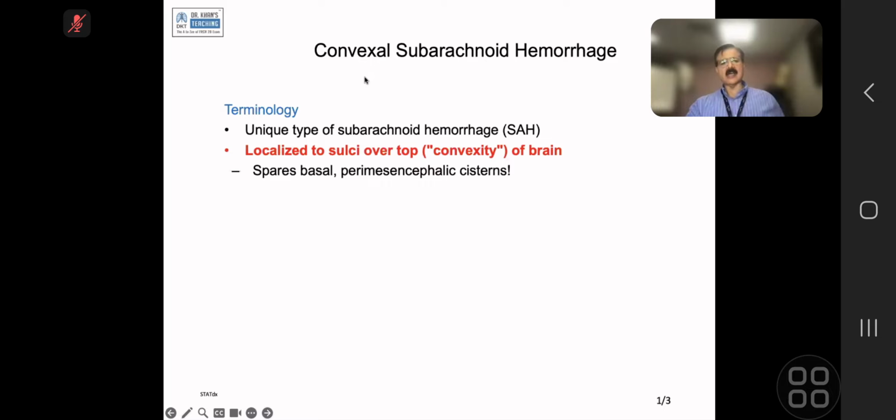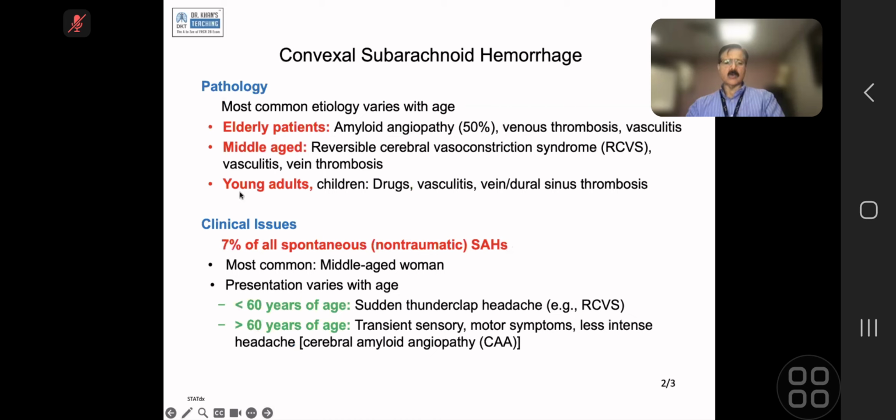We call it sulcal subarachnoid hemorrhage or convexal subarachnoid hemorrhage, and the pathology is different, which I'll show you. It is a unique type of subarachnoid hemorrhage, localized to sulci over the top convexity of the brain, and spares the basal cisterns. Now, this slide is from StatDX. So I think you must remember this, the pathology.